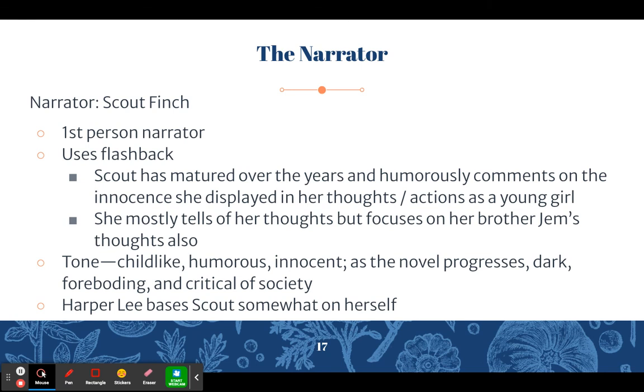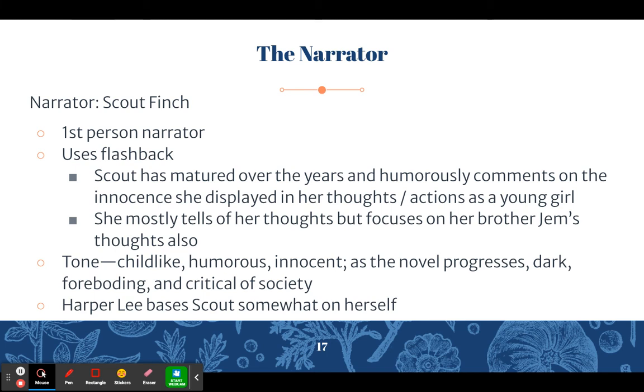Okay, so our narrator is Scout Finch. And again, she's an 8-year-old girl at the beginning of the story. She is a first-person narrator, and there's a lot of use of flashbacks. So Scout has matured over the years. She's looking back on this that happened in her childhood, and she's kind of commenting on the innocence that she displayed and her thoughts and actions as a young girl.